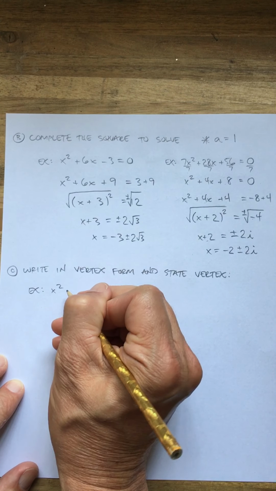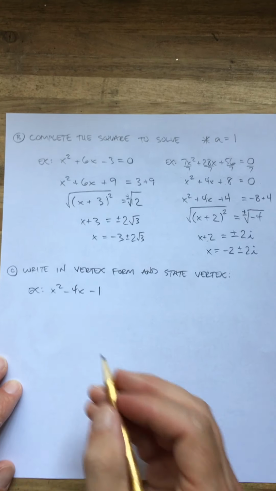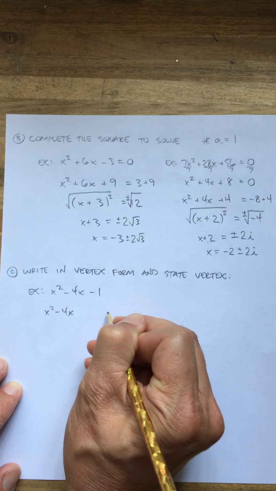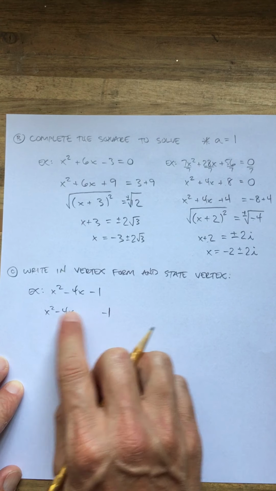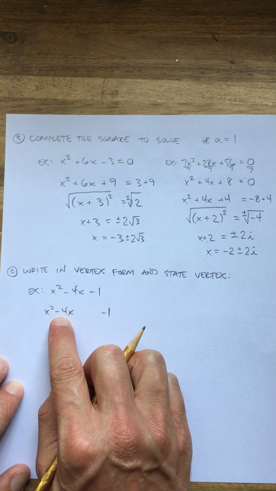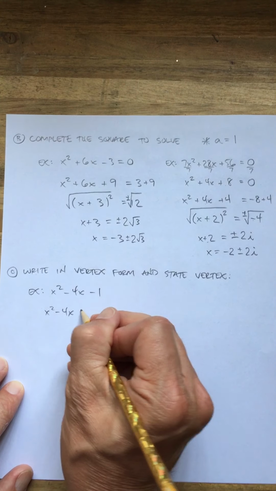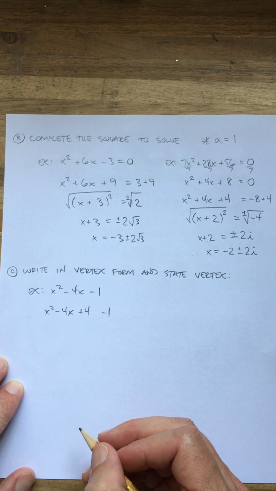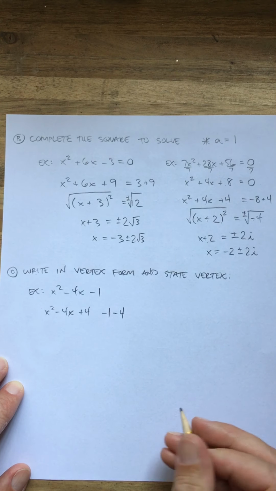X squared minus 4x minus 1. This is how we do it. I'm going to move that 1 over. So x squared minus 4x, just move it over. All I did was shift it and put a little space there. Complete the square right here. Cut it in half, you get negative 2. Square it, you get positive 4. So I'm going to add 4 right there. Since I added 4 to this, the only way to keep it the same is by subtracting 4 at the same time. So I'm going to subtract 4.